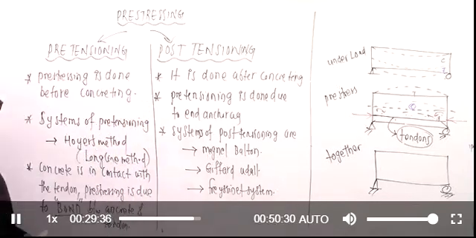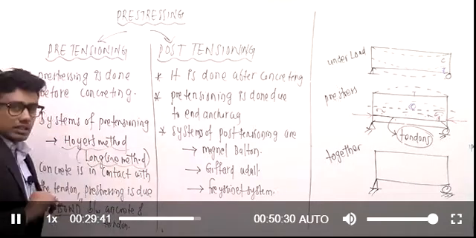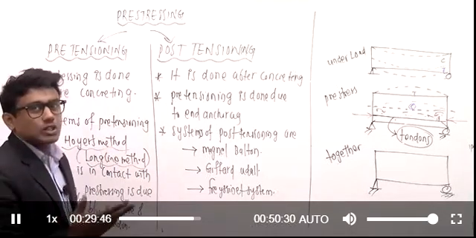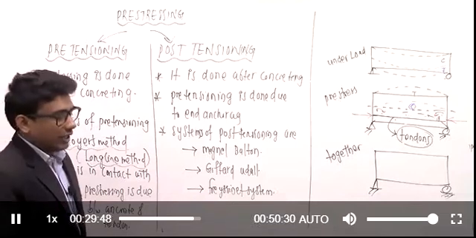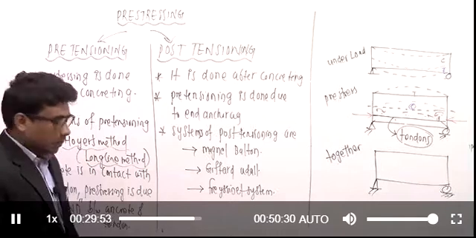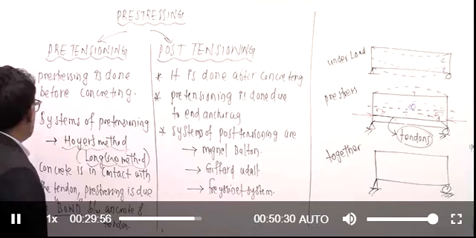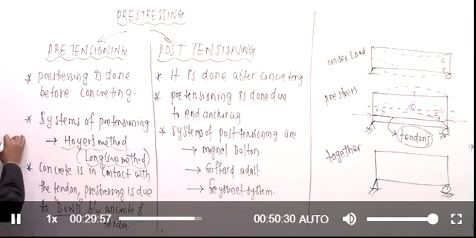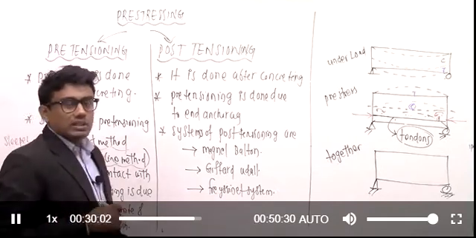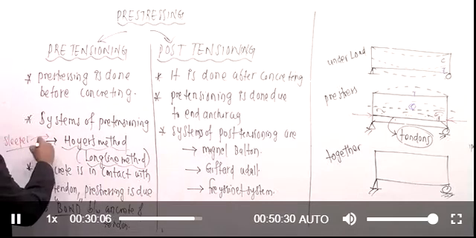And here for pre-tensioning, we will be going with Hoyer's method and long line method. Remember one thing, this Hoyer's method is generally used for mass production. When we need to provide pre-stressed concrete beams in bulk, then we have to go for this Hoyer's method. Generally, it is used for sleeper production. You know what is sleeper, right? You might have studied this in railway engineering. For sleeper production and all, we have to go for this Hoyer's method of pre-tensioning.